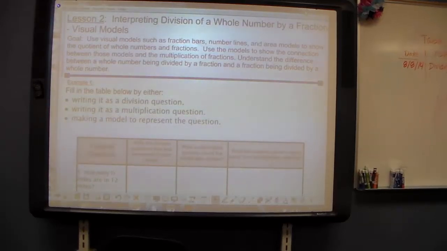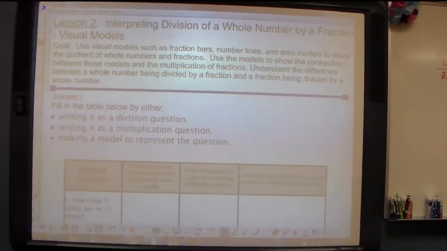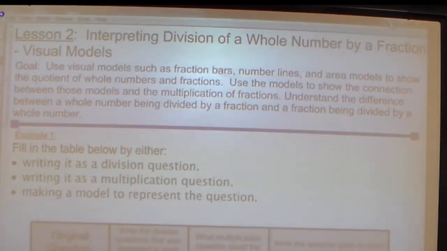Hello students, welcome to lesson 2, which is interpreting division of a whole number by a fraction, again using visual models. Our goal is to use visual models such as fraction bars, number lines, and area models to show the quotient of whole numbers and fractions. We also want to use the models to show the connection between those models and the multiplication of fractions.